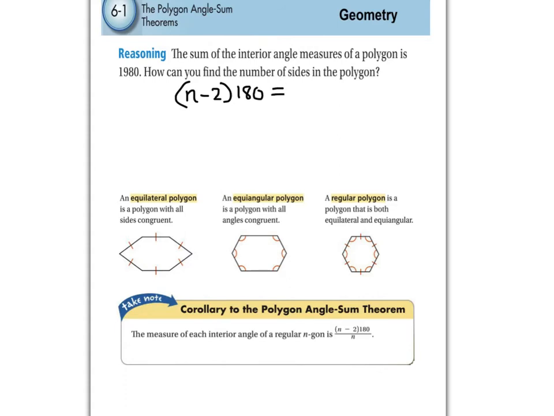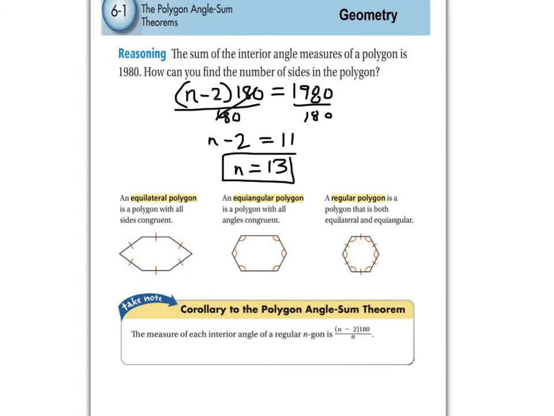And in this case, I know that my total number of degrees is 1980. Now you have to solve the equation. So I'm going to divide by 180. And n minus 2 now, these guys cancel out, is going to equal 11. So if I add 2, n equals 13, which tells me that this is a 13-sided figure. Okay?